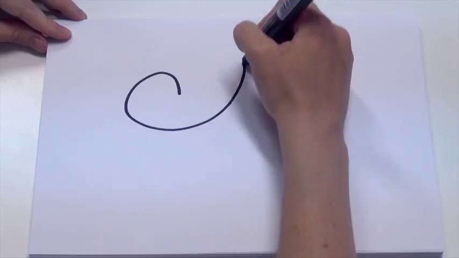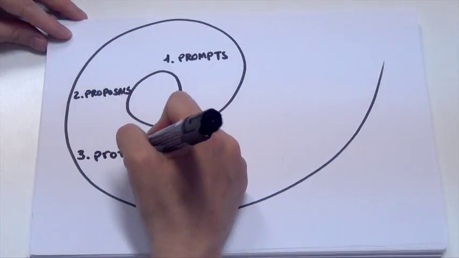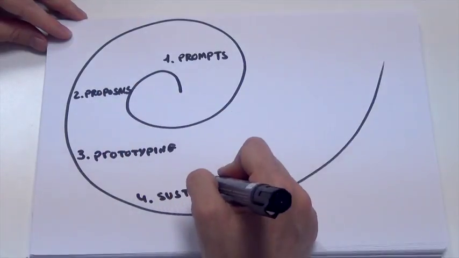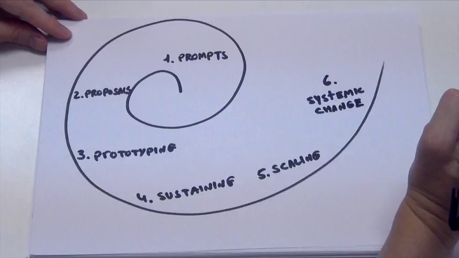Now that we have seen the definition of social innovation and the context in which social innovation is, it is important to explore how social innovation happens. So, what are the steps needed in order to create good social innovation ideas? And we will look at the process exploring this scheme that allows us to understand in 6 phases the process of social innovation. Beginning from prompts and going through proposals, prototyping, sustaining, scaling, and finally systemic change. Let's see each of these steps together.